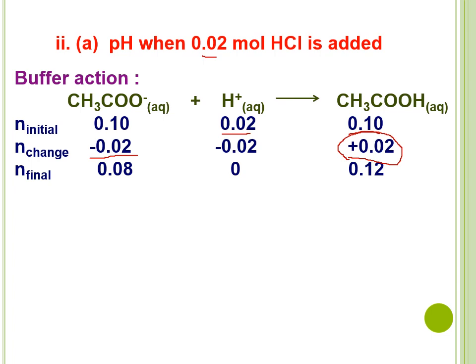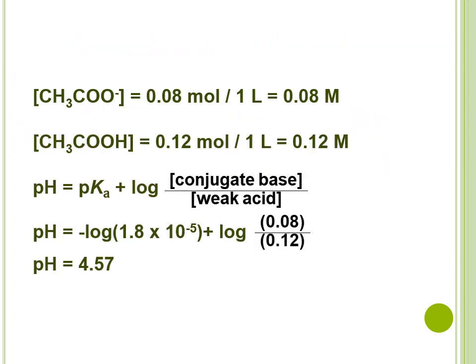0.02 acid is added, and here becomes 0 H plus, and acetate ion decreases. Now the number of moles for the final stage of the reaction is established. We have got the new concentration of acetate ion and acetic acid, which is 0.08 molar and 0.12 molar respectively. And then we put it into the formula.